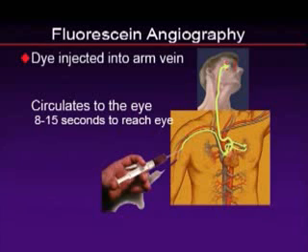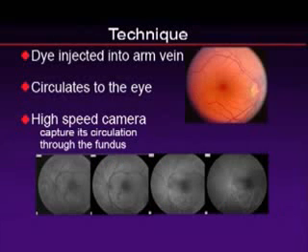We use then a high-speed camera to watch how it goes through the arteries, and then it comes back through the veins. And you'll see here in this bottom series of photographs that the veins initially are dark when there's no fluorescein dye in them, and as the dye starts to come through, you see that the arteries are the first to light up, and those are turning white, and then as it comes back through the veins, you see all of the vasculature start to turn white.